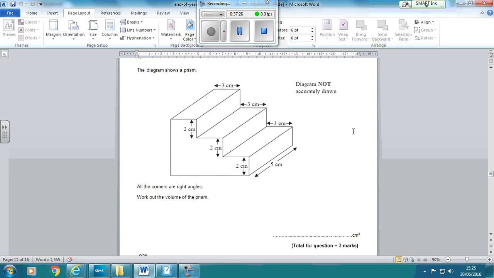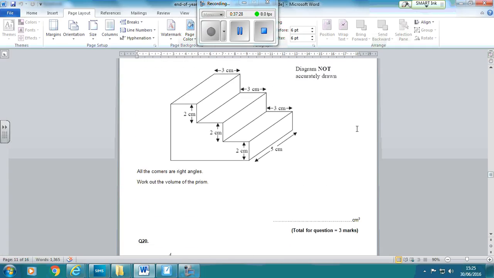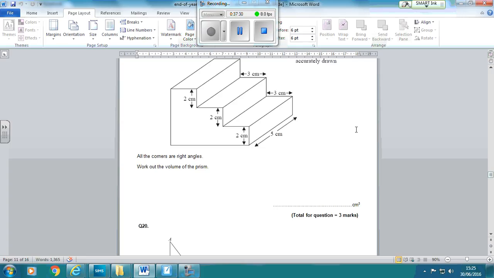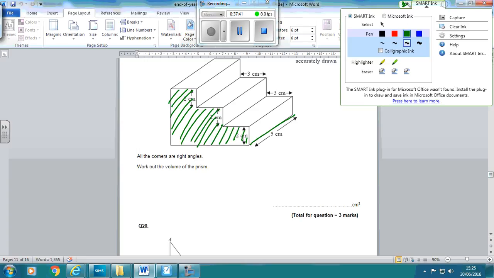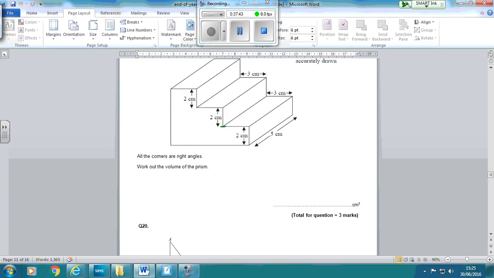Okay, now again, this one was done poorly, and we've got to work out the volume of the prism. So what we've got to do is we've got to work out the area of the flat shape here. We've got to multiply it by how far back it goes. So the first thing we're going to do is break the shape down into 3 separate rectangles. Now we know that this is 3, and this is 3, so that's 9 across. That one there is 9 by 2, which is 18 centimeters squared.